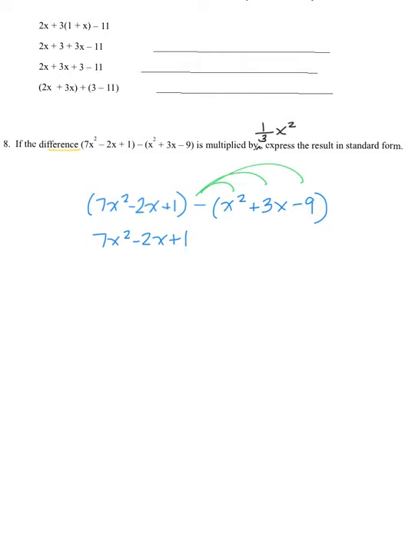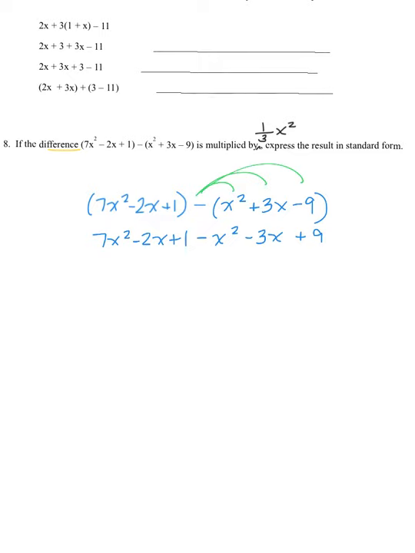Remember that when you're doing a subtraction problem, the first polynomial is going to remain the same. So essentially I just recopied those terms but did not change anything about their signs. The next piece is distributing the negative. So that negative that came before x squared plus 3x minus 9 is going to influence each of those terms in the way that it would if you multiplied each term by -1. So the result is going to be a negative x squared, a negative 3x, and a positive 9.